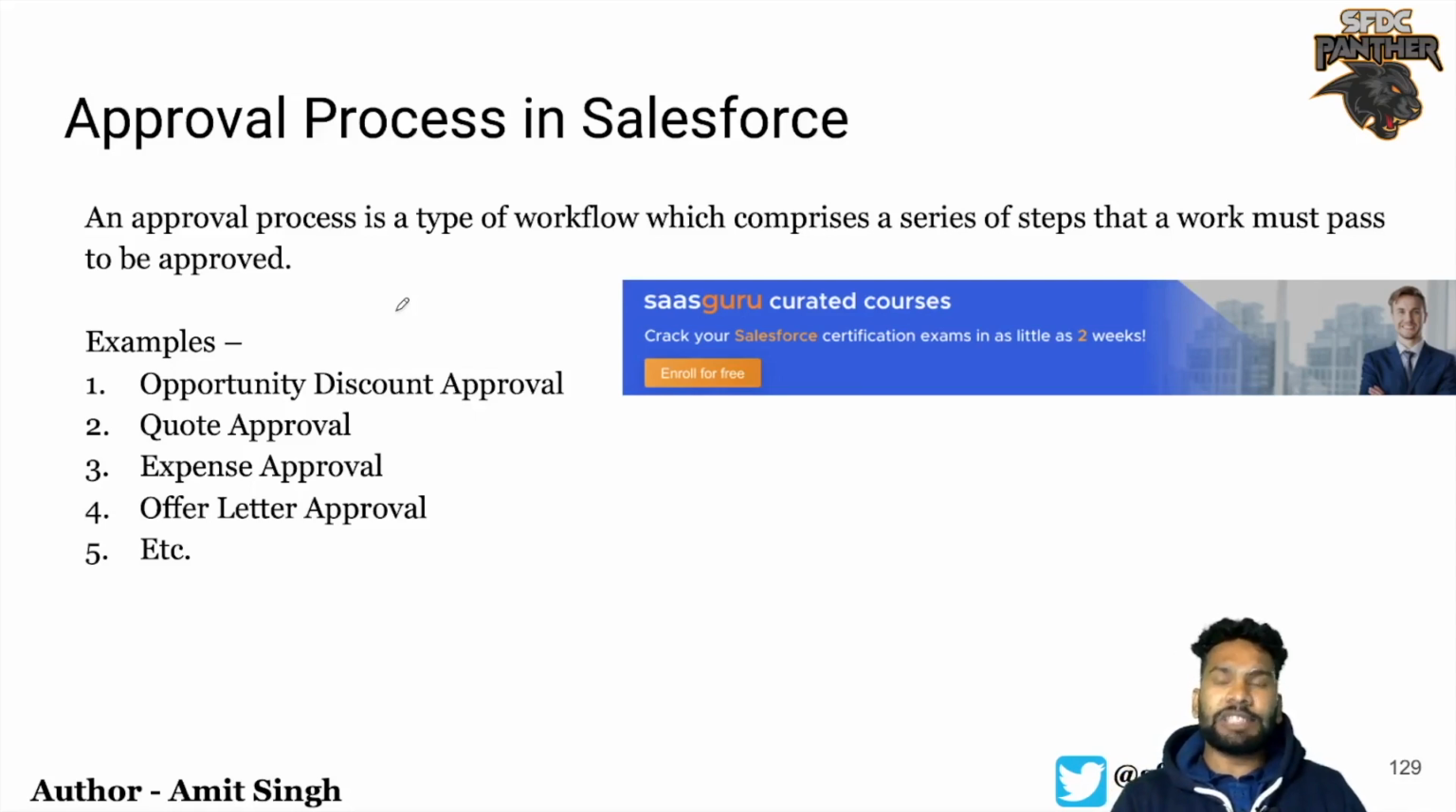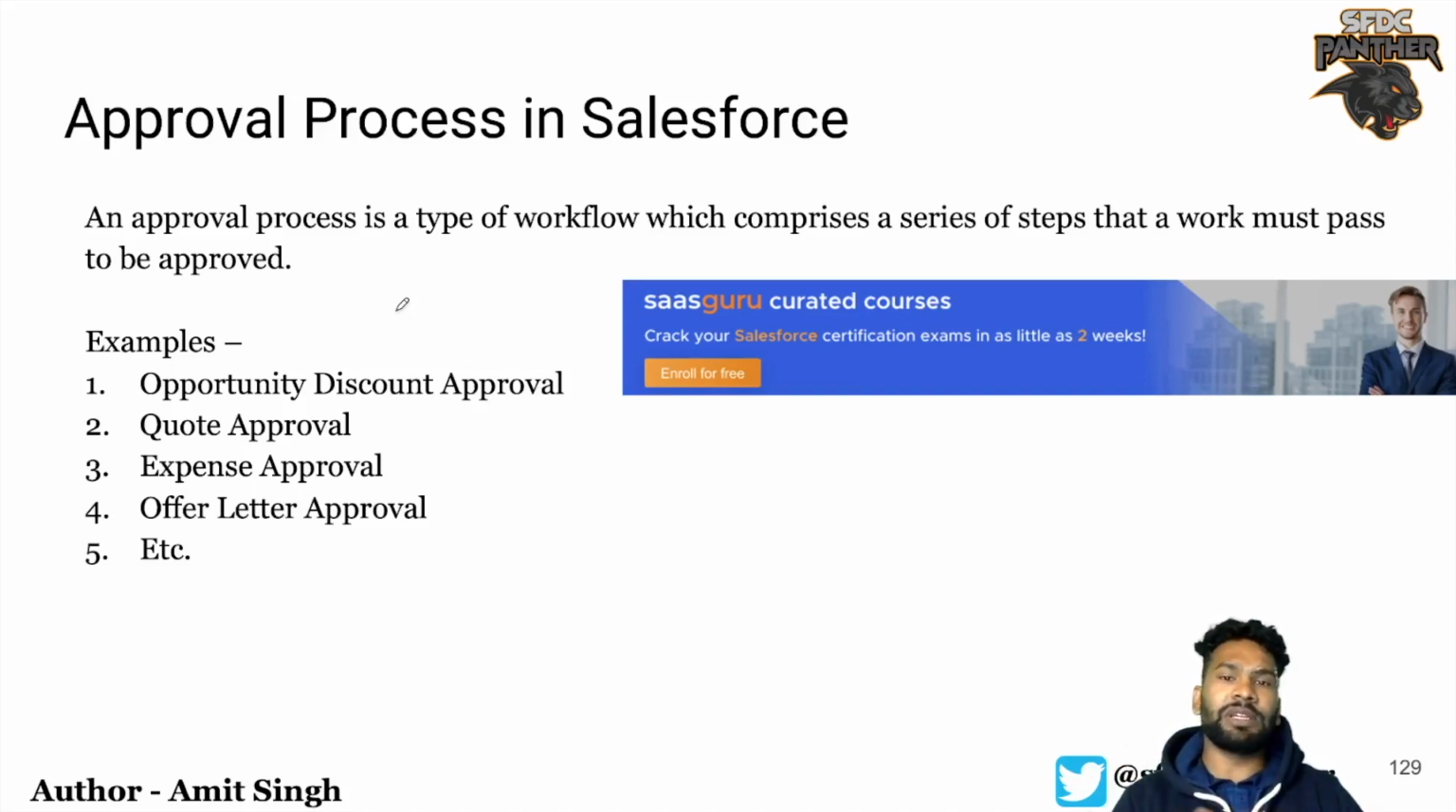Now, what is an approval process? An approval process is basically a type of workflow. We say that it is also an automation tool which is mainly used whenever you want to take approval from your higher management. There is a step-by-step process that you can have. For example, your sales representative is working with a prospect, working on an opportunity where they are expecting some additional discount which is not in the hands of the sales representative. In that case, they have to submit that opportunity for approval, and once the opportunity is approved or rejected, based on that they can convey to their customer.